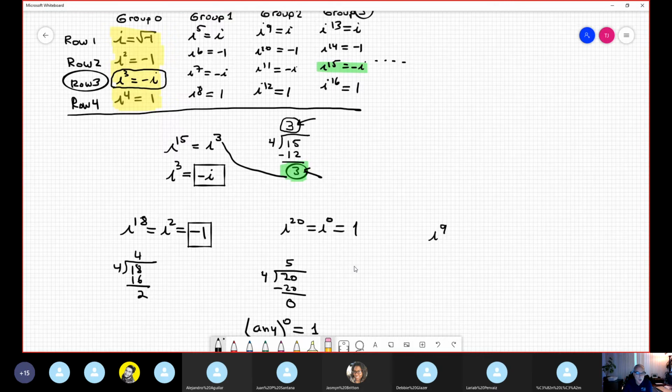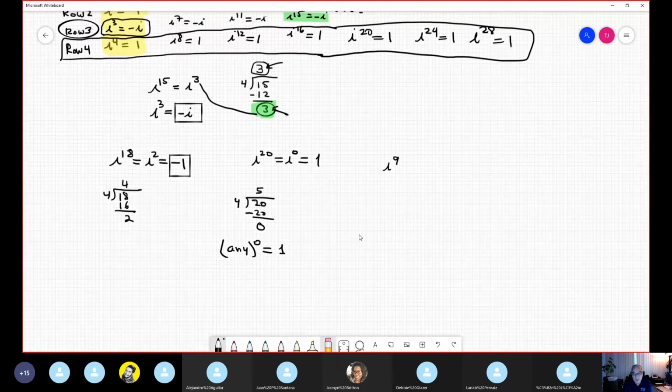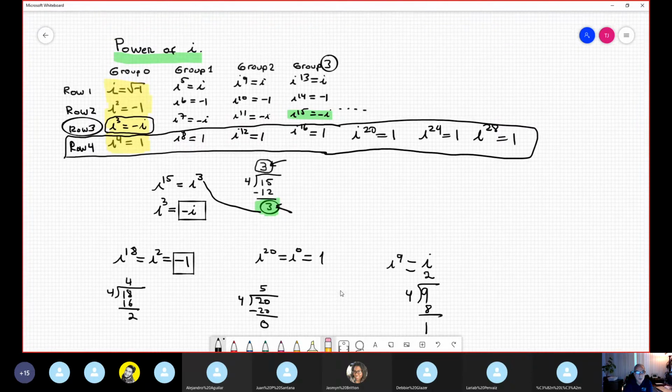And it's no coincidence that 20 lies in row 4, where any entry has the answer 1. Any exact multiple of 4, for example in the next group, we have I to the 20 is 1, I to the 24 is 1, I to the 28 is 1. Any exact multiple of 4 is positive 1. No surprise that 20 is 1. And 9 divided by 4 is 2, that's 8, remaining 1. This is I to the 1 power. I to the 9, you can see it over there.